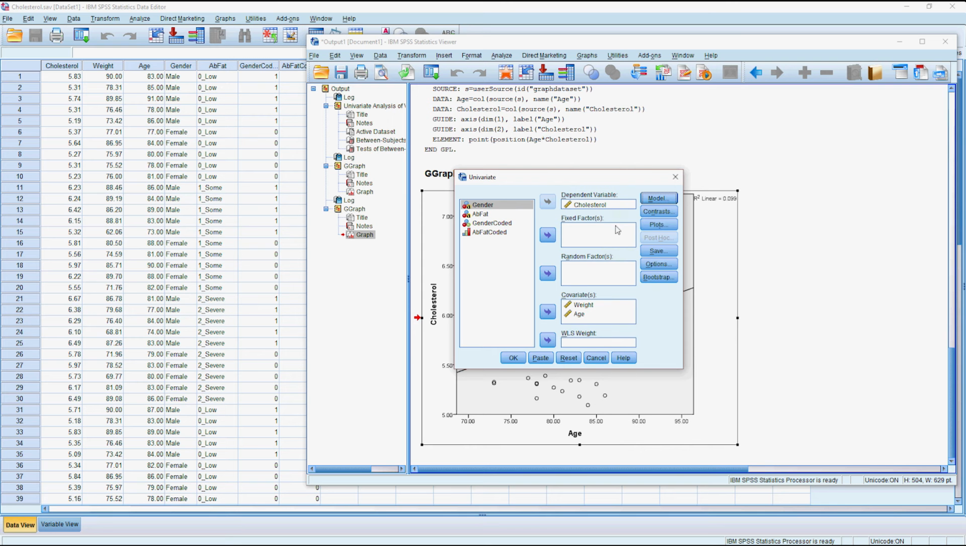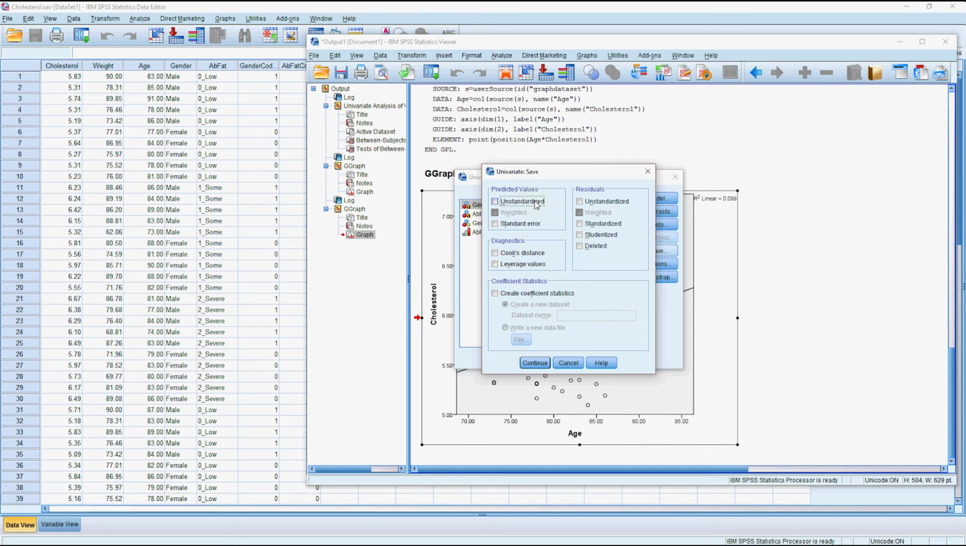In terms of saving, depending on which class I'm teaching, sometimes I look at the unstandardized residuals and sometimes the standardized. In practice, I tend to use the standardized, but the unstandardized can be a little bit more intuitive to understand. So we'll have a look at both of those and look at the difference. So we want our predicted values and our residuals, one or the other, or both if you want, I don't mind.